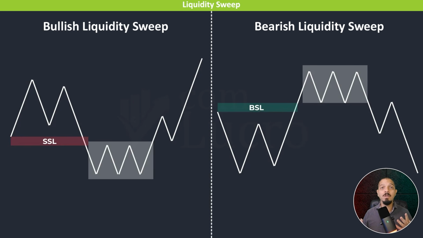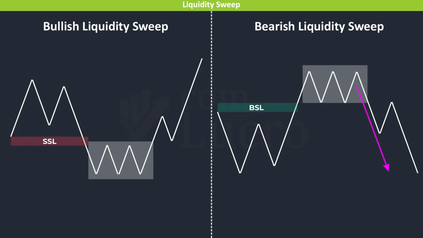A sell-side liquidity sweep occurs when price moves down into a sell-side liquidity level, trades below it, triggers stops from buyers, and then quickly reverses back upward. A buy-side liquidity sweep occurs when price moves up into a buy-side liquidity level, trades above it, triggers stops from sellers, and then quickly reverses back downward. This sharp rejection after the sweep is the first clue that the breakout was not real and that price may be preparing for a move in the opposite direction.